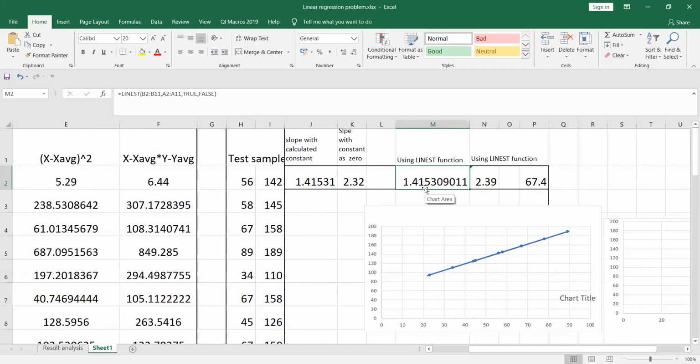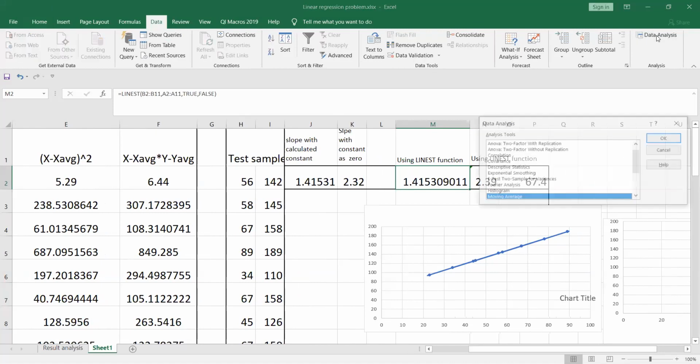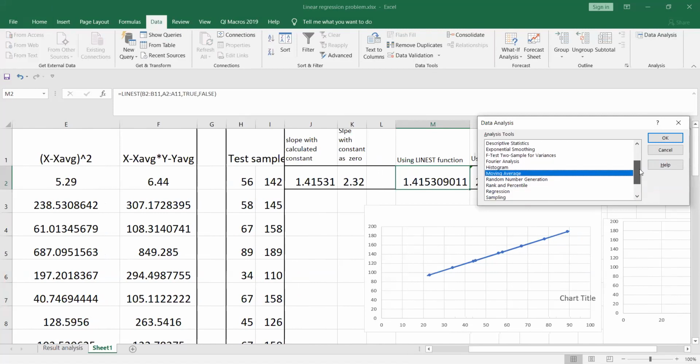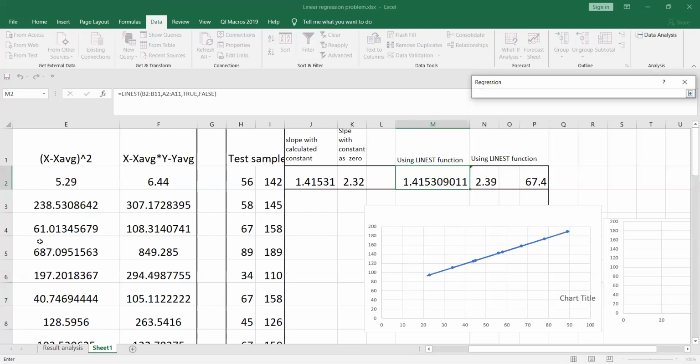Now you want to analyze this. To analyze this, you have to go to Data. In Data, you have the Data Analysis tab. In the Data Analysis tab, click on Regression, and okay. Now in this, you are going to select the y range and the x range. Y range is your dependent variable.